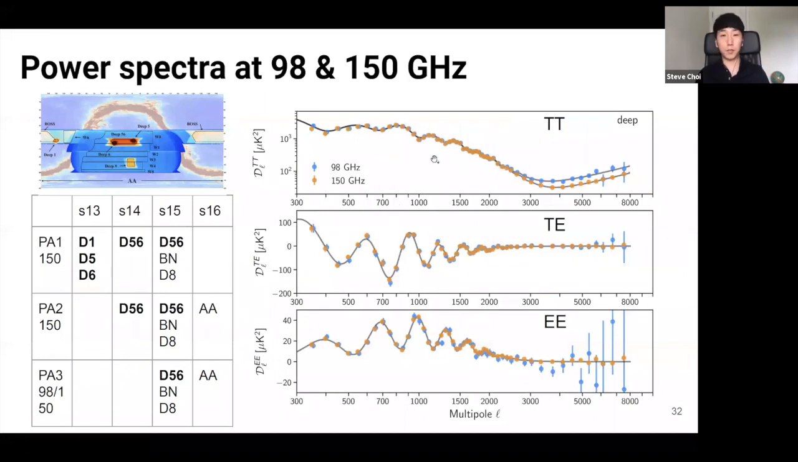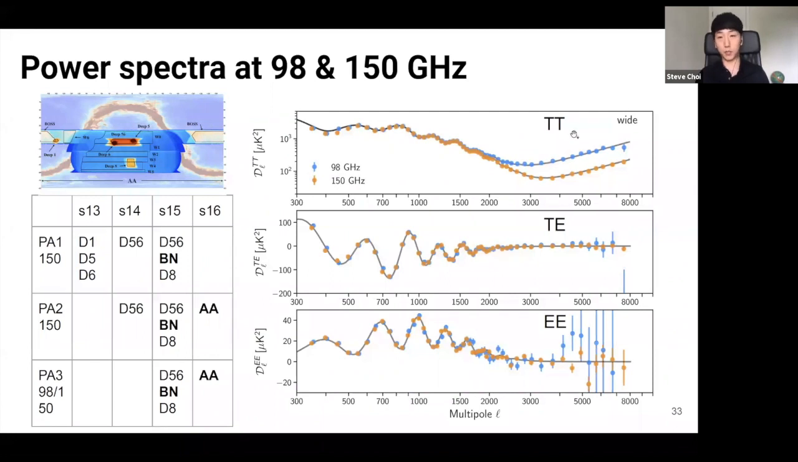So with these, we co-add the power spectra coming from different years, seasons, and arrays into a single frequency spectrum at 98 and 150 gigahertz for TT, TE, and EE, shown here for the deep region. What we call the deep region refers to deep 156 and deep 56.